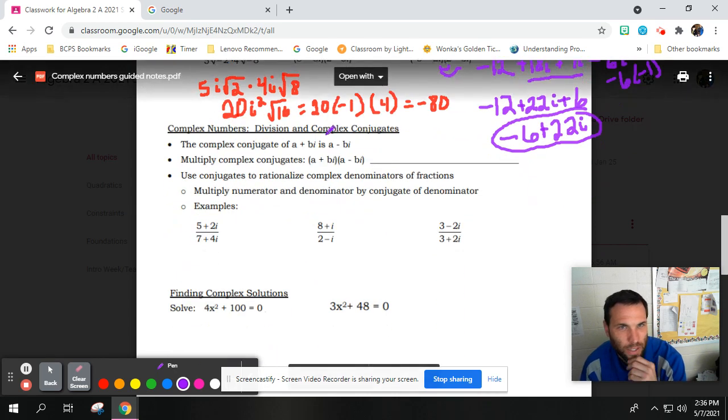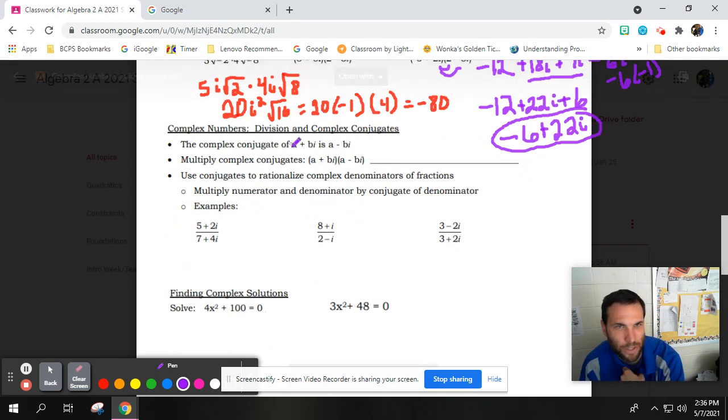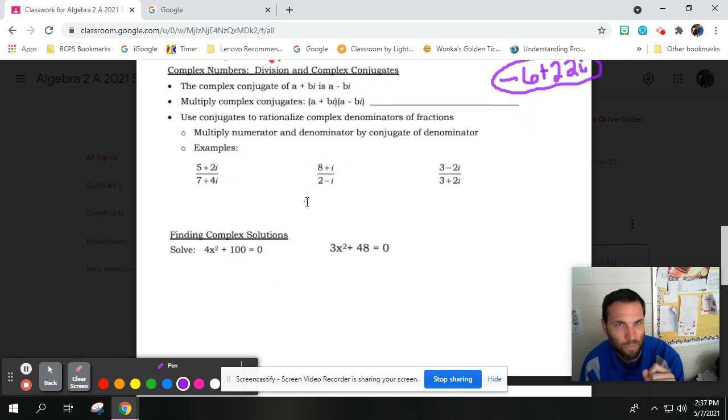Let's see what's next: complex conjugates. The complex conjugate of a plus bi is a minus bi. So the conjugate has the same numbers, and you flip the sign in the middle. Now let's multiply complex conjugates. When you multiply these by FOIL, you're going to see the same pattern. It's going to be a squared plus the middle terms.